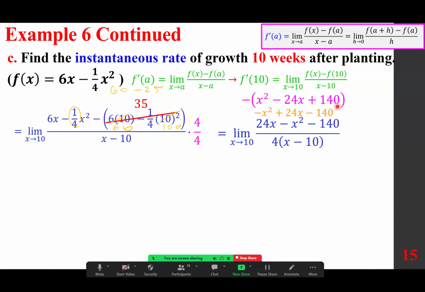Now you want two numbers whose product is 140 and whose sum is negative 24. And before we move on, remember x is approaching 10. If you have a factor of x minus 10, that makes the denominator 0. The result is 0 over 0. It's the 0 in the denominator, which is bad, that we want to get rid of. So we are hoping this has a factor of x minus 10, and it does. The numbers are 10 and 14. Because this is negative, both of them are negative.